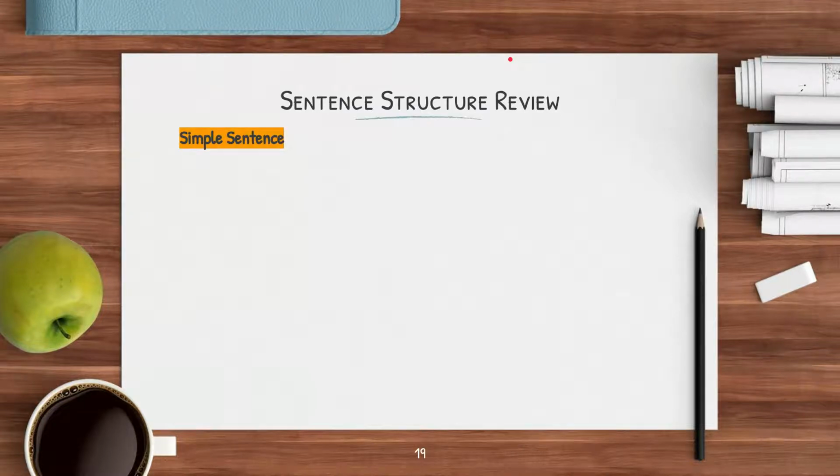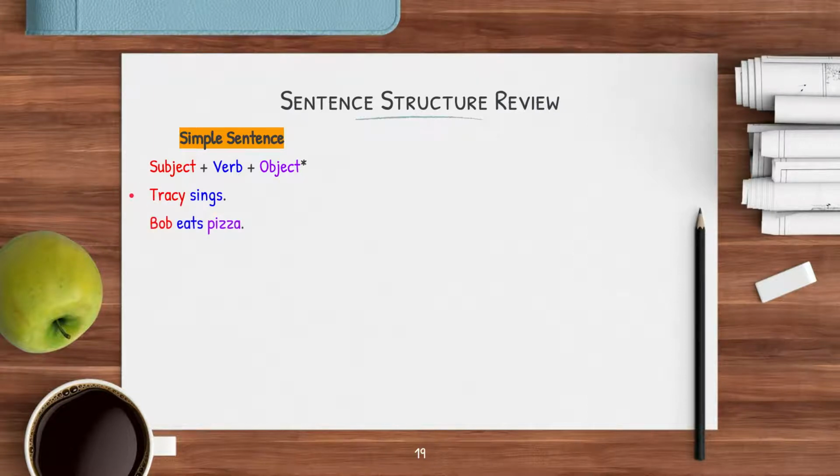A simple sentence consists of a subject and a verb and an object, but there's an asterisk there because the object is optional. It's not always there. So for example, the simple sentence, Tracy sings, is complete. It expresses a full idea. It has a subject and a verb.